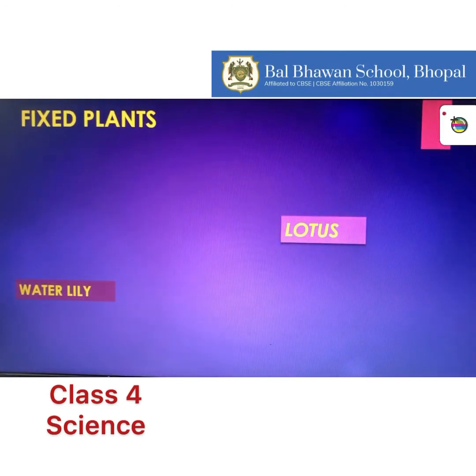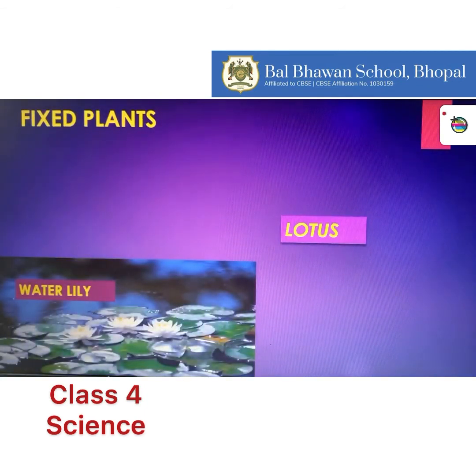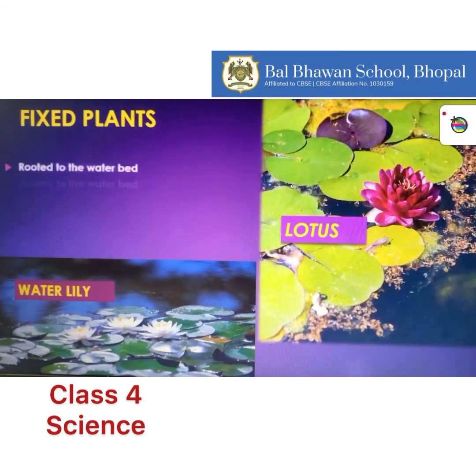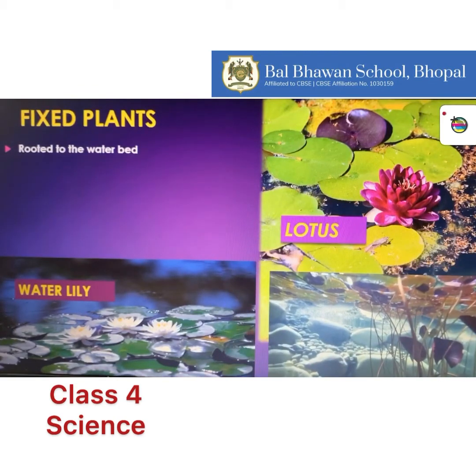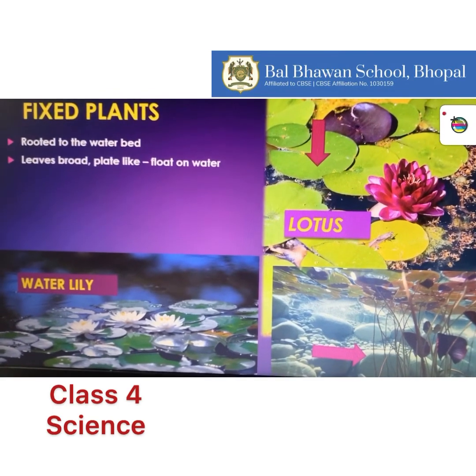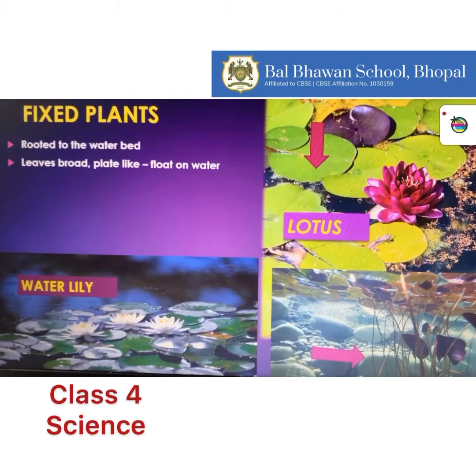Now come to the fixed plants. The examples are lotus, water lily. They are fixed plants. They are rooted to the water beds of the pond. And as you can see in the picture, they have their roots in the muddy soil of the pond. When you observe the leaf, they are broad and plate-like, which helps them to float on the water.